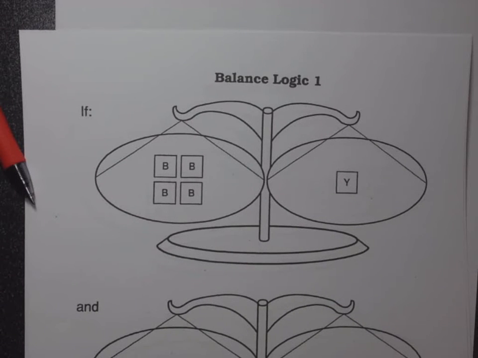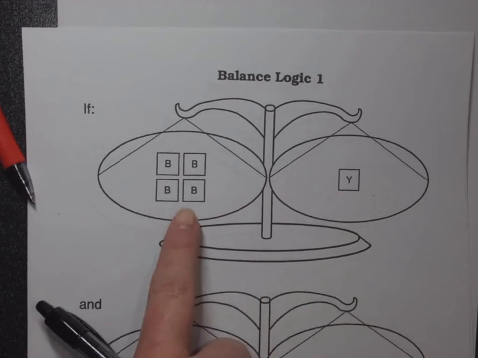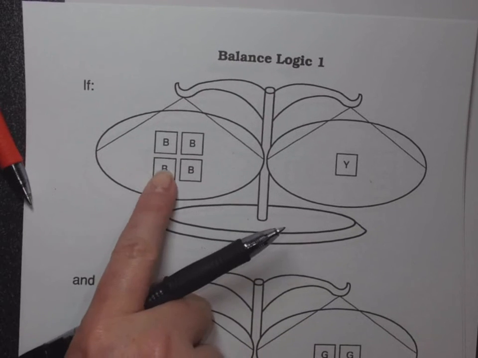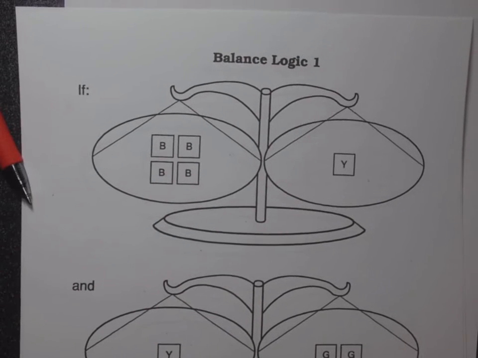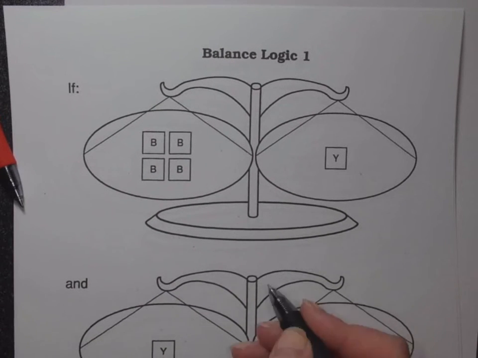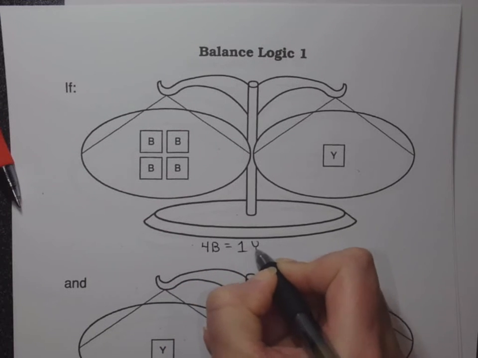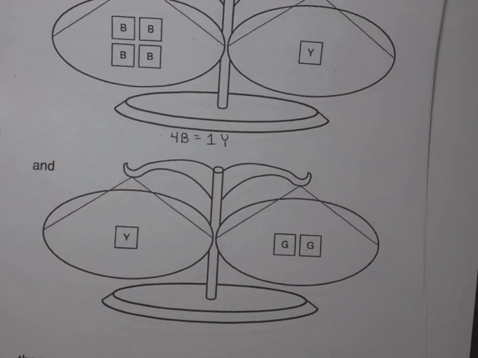So what I want you to do, and again, these are actually literally set up to use centimeter cubes. Notice you could use blue, yellow, whatever, green for the G. So you could literally put the centimeter cubes on it, and that would be a good kind of visual representation if you wanted to. So notice that in the first balance, we know that 4 B's equal 1 Y, 4 blues equal 1 yellow. And then down here, we know that 1 yellow equals 2 greens.